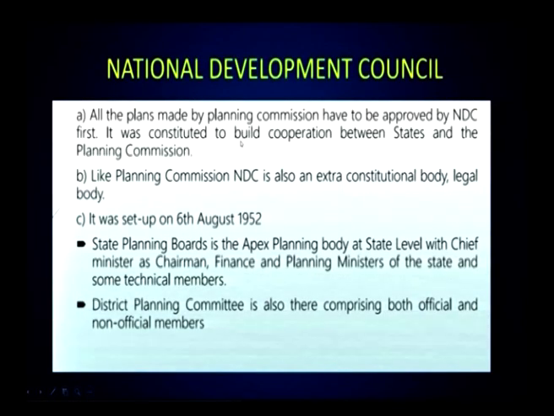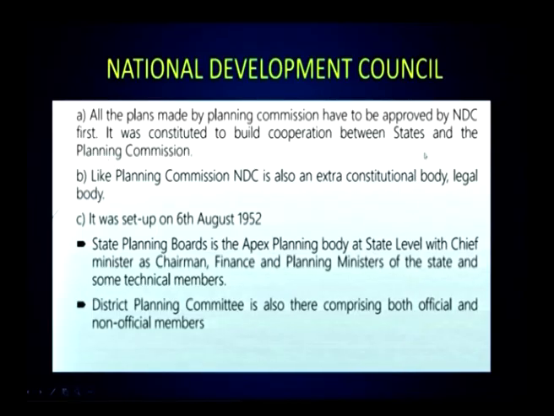Then we have another important body, that is the National Development Council. When the Planning Commission is preparing all these 5-year plans, when are they going to be accepted and implemented? Only when the National Development Council supports the plans prepared by the Planning Commission by giving its 100% acceptance. All the plans made by the Planning Commission have to be approved by the National Development Council first. It was constituted to build cooperation between the states and the Planning Commission. The 5-year plans will be implemented only when the National Development Council gives its approval and acceptance.